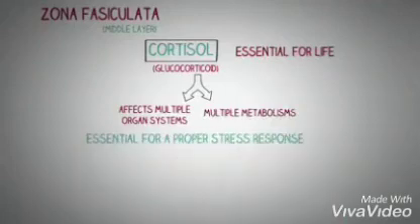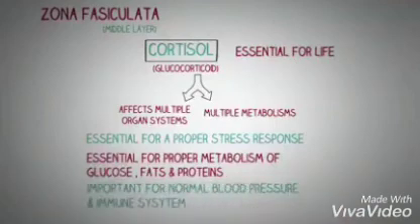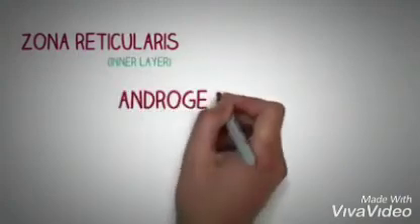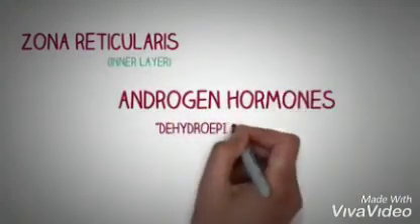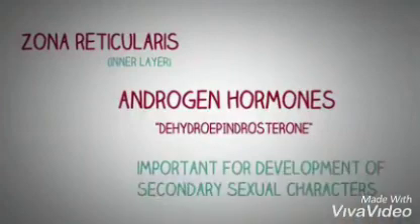It is essential for your body to have a proper metabolism of glucose, fat, as well as proteins. It is essential for normal BP regulation and normal immune system regulation. Now, the innermost layer is the zona reticularis, which secretes androgenic hormones like the dihydroepiandrosterone, which are important for the development of secondary sexual characters.